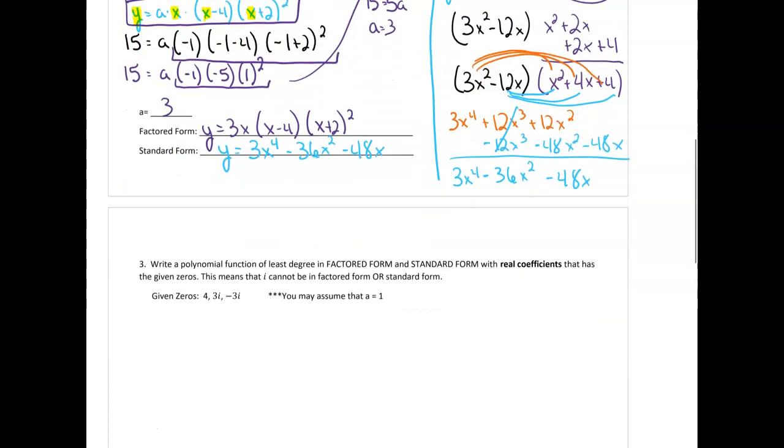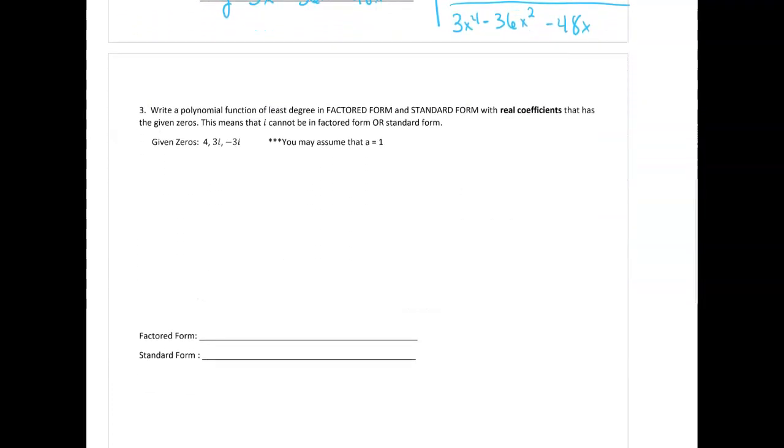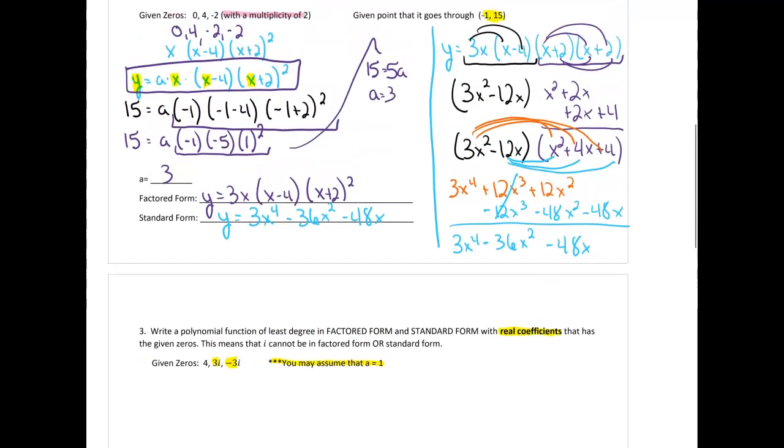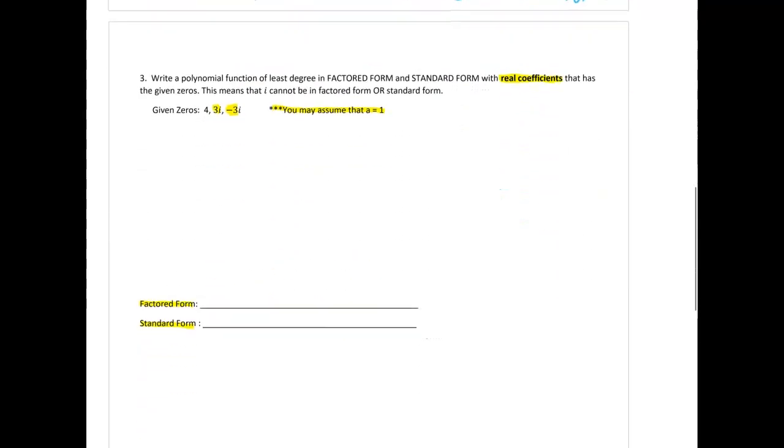All right, last one. This time you're going to see the directions, write a polynomial. Again, we're going to do this in factored and standard form, but it needs to have real coefficients, which means these i's that are popping up will not be allowed in either factored form or standard form, and that's pretty easy to get rid of. The good news about this one is you can go ahead and assume that a is 1, so we won't have to do all the math that we did up here to figure out what a is. We can just go straight into factored form, straight into standard form, but the main thing here is just make sure that you don't have any i's in factored or standard form.